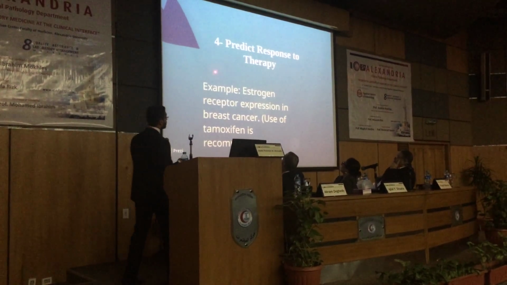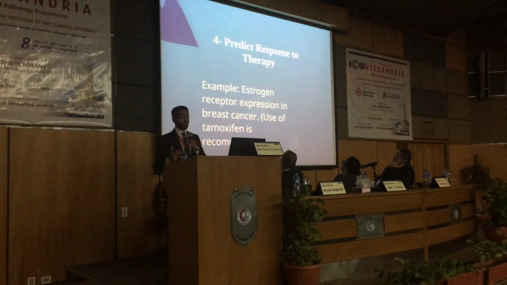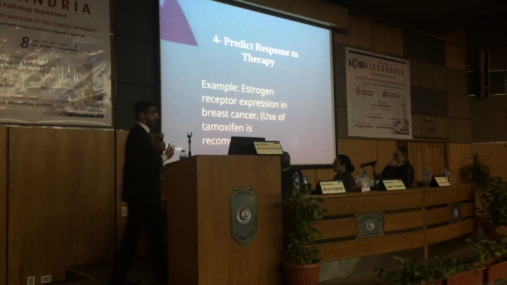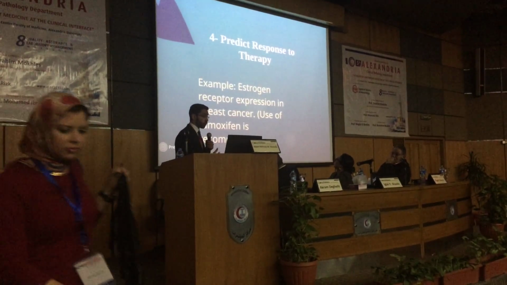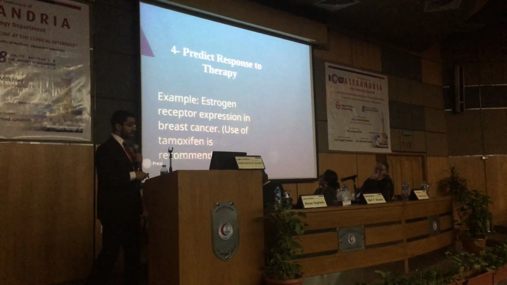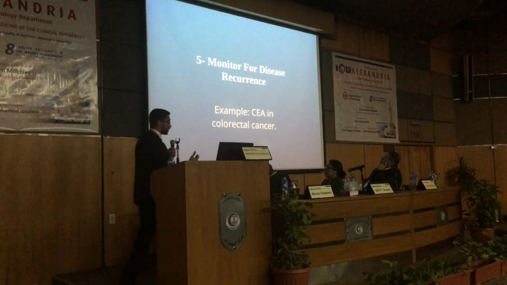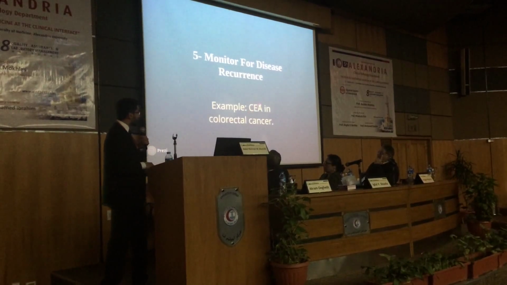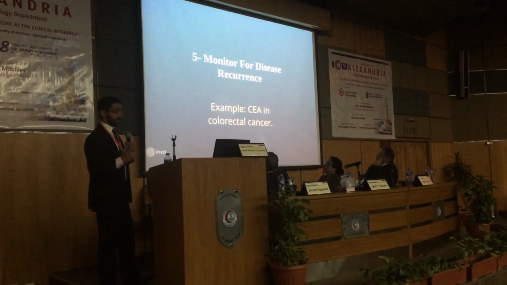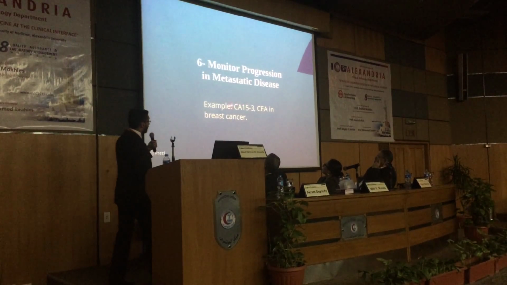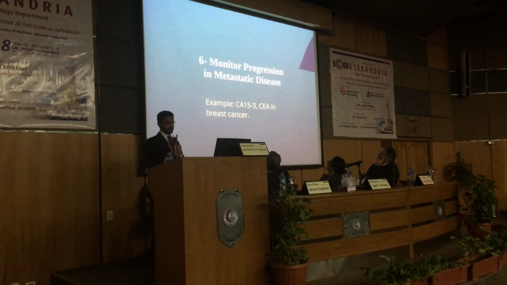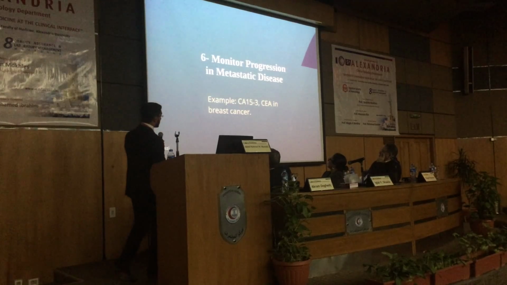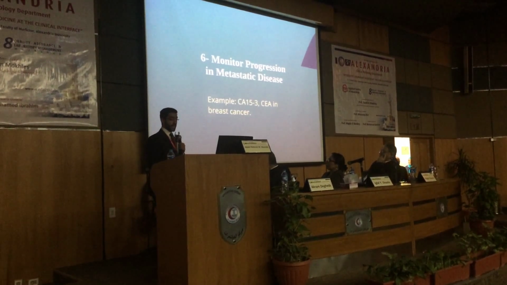And then we've also got the fourth function, which is predicting the response to therapy, where if we find an increased level of estrogen receptor expression within breast cancer, then hormonal therapy would be adjuvant, where we can use tamoxifen, for example. The fifth function is monitoring for disease recurrence, where following colorectal cancer, if there's an increased level of carcinoembryonic antigen, this usually indicates metastasis to the liver. And then the sixth and final function is monitoring progression in metastatic disease, where we find increased levels of CA15-3 or carcinoembryonic antigen. This is indicative of metastasis in breast cancer.